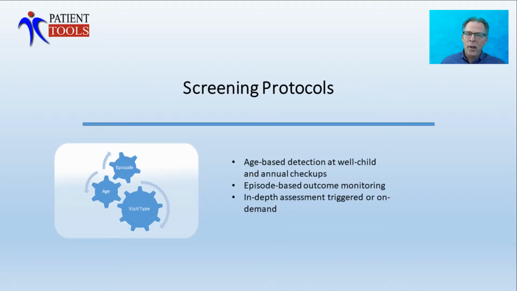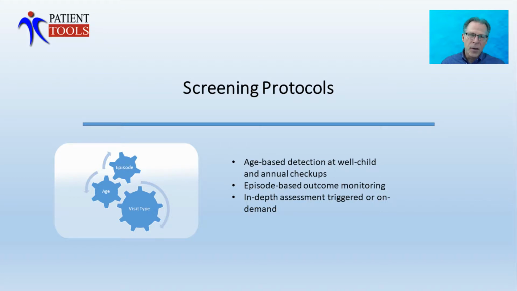So let's think about screening protocols. The typical ones are your age-based detection, so you're looking at well-child visits and annual visits. You're getting into all the AAP guidelines: three developmental screenings by age 3 and two autism screenings in the second year. And then you need to start looking for behavioral issues down to age 1. Those are all AAP guidelines.